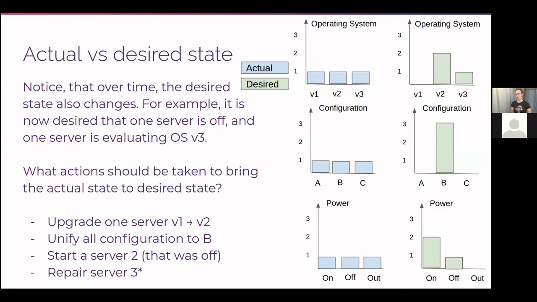If we look at the example that we used earlier, we ended up at this actual state. The blue distribution was where we ended up, but the green distribution is where we actually wanted to be. We wanted to upgrade one of the servers to v2 and not be running v1. We wanted all of the servers to run configuration B because that was the better one, and they should be consistent. We wanted 2 servers running, not 3, because of the seasonal load. And we didn't want a server that was broken. At least the first 3 of these we can fix in code, even automatically. The fourth one, the repair of the server, might need human action, but that is the only one.